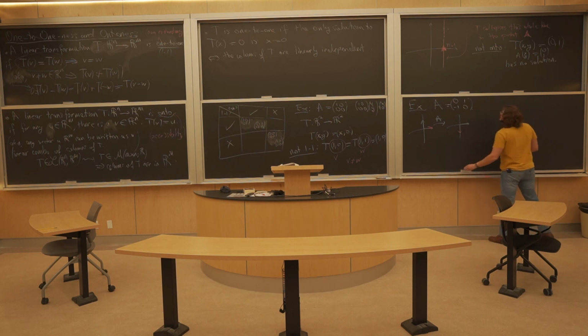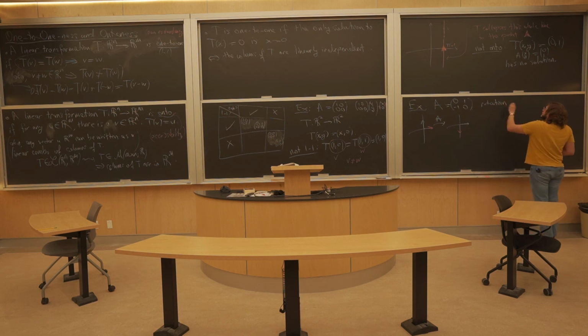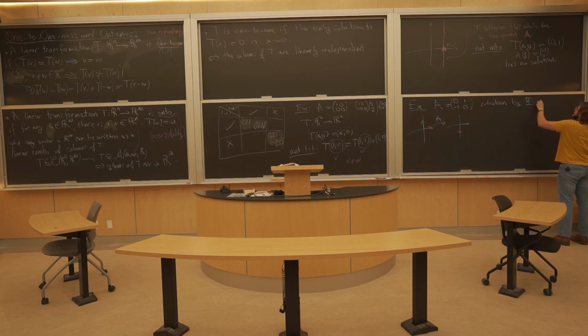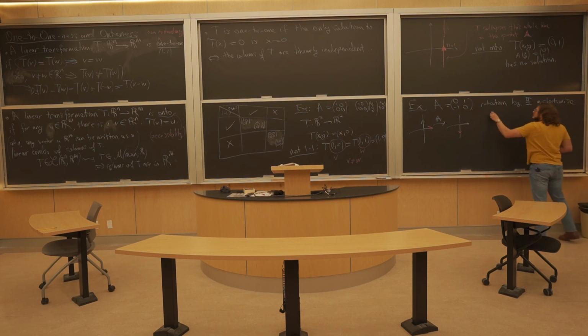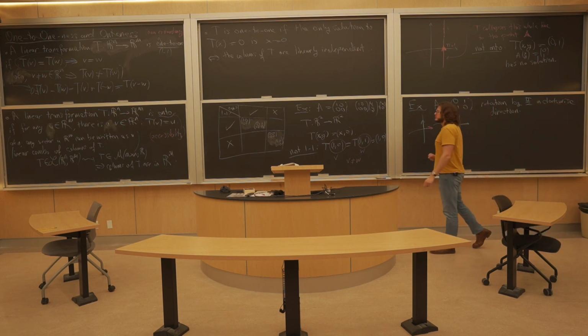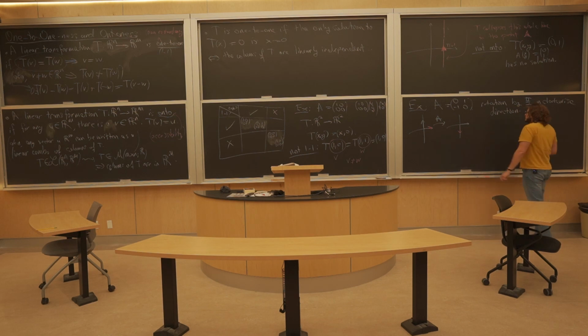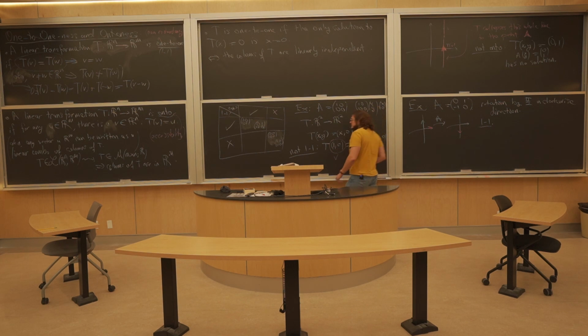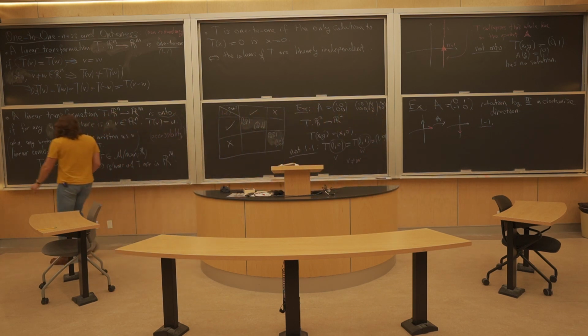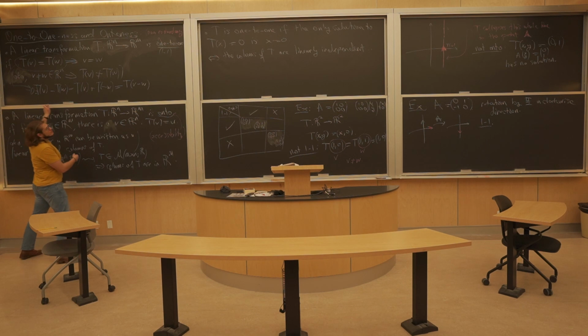So let's write it like this. So rotation by pi over 2 in clockwise direction. Okay? Now this is both one-to-one and onto, I claim. So one-to-one. Let's, instead of using this, let's just go ahead and try using, where did I write it?